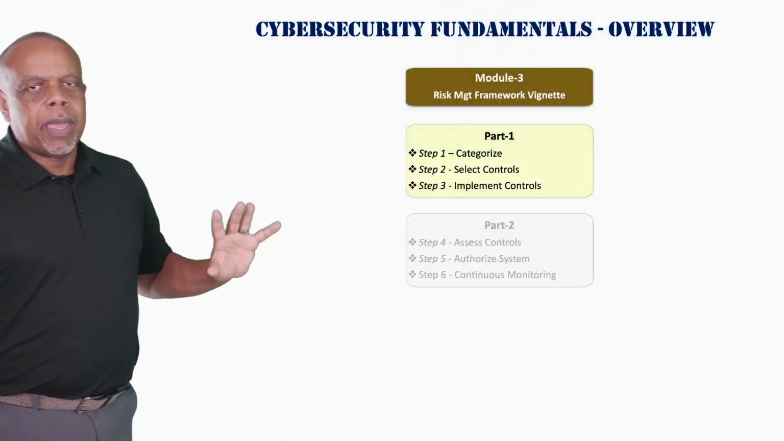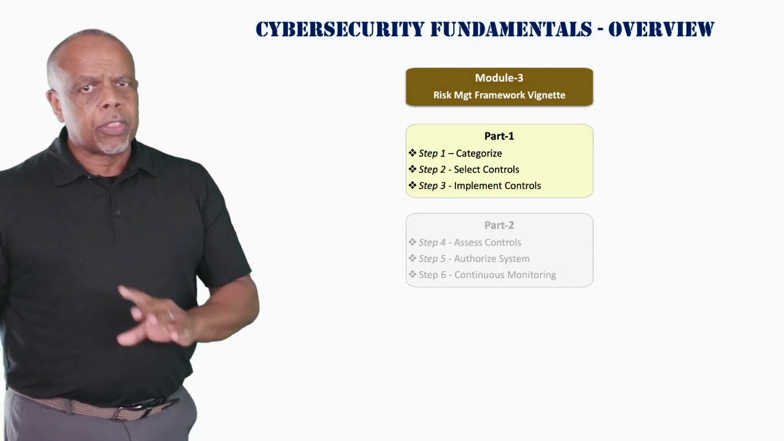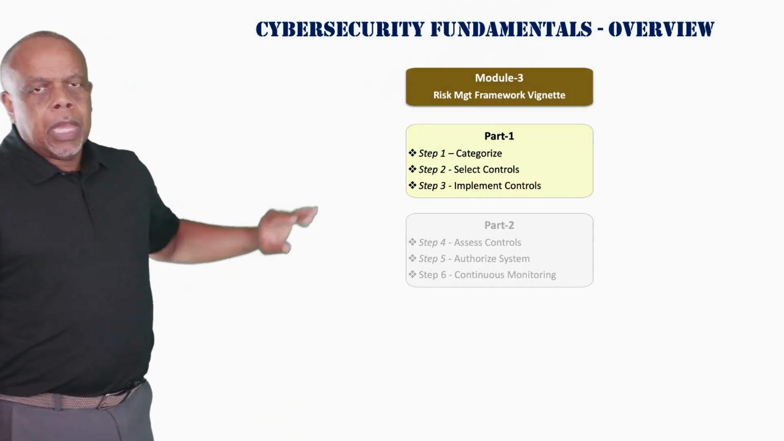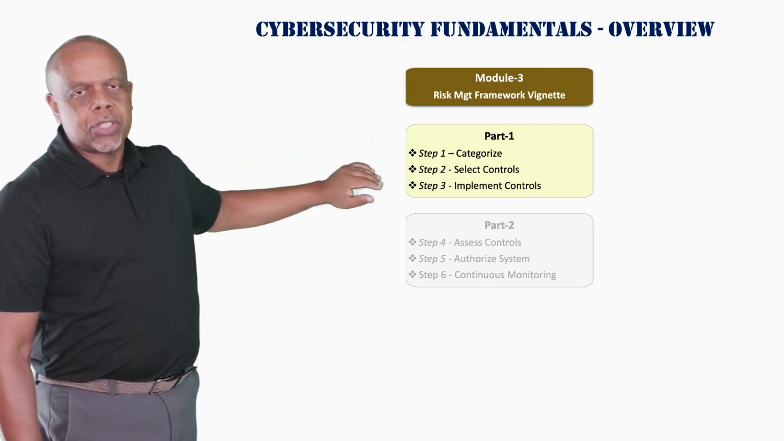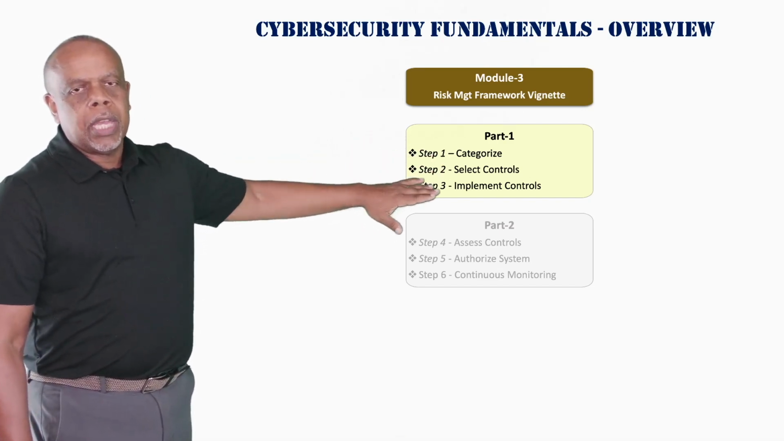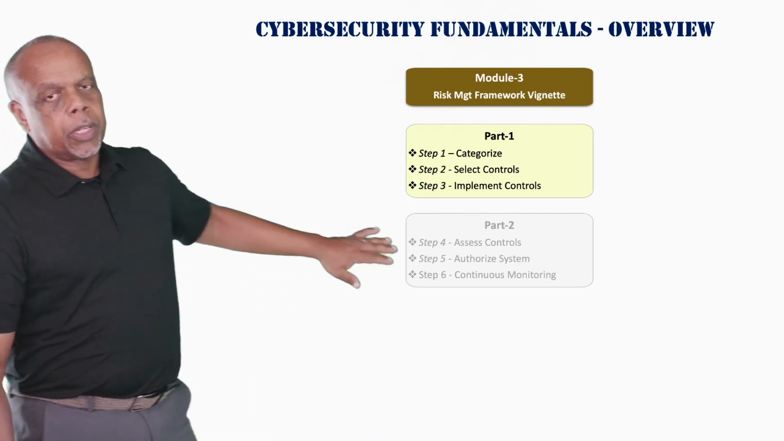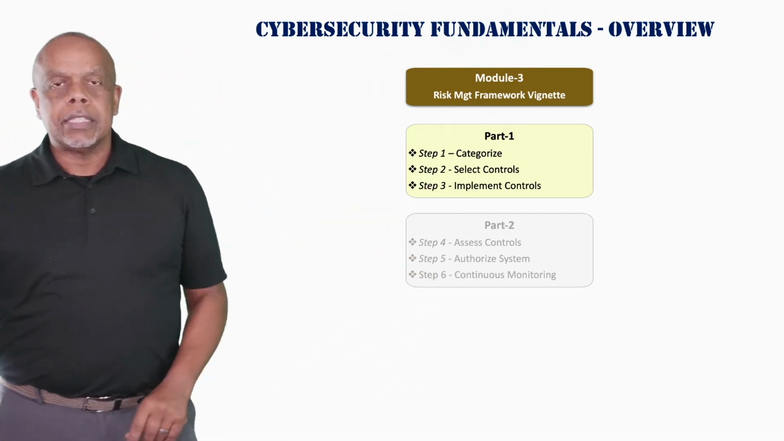So when we look at the Risk Management Framework, there are six steps. In this first module, we're going to cover steps 1, 2, and 3. Step 1 is categorization. Step 2 is selecting controls. Step 3 is implementing controls. Then we're going to go into part 2 in the second part of this.